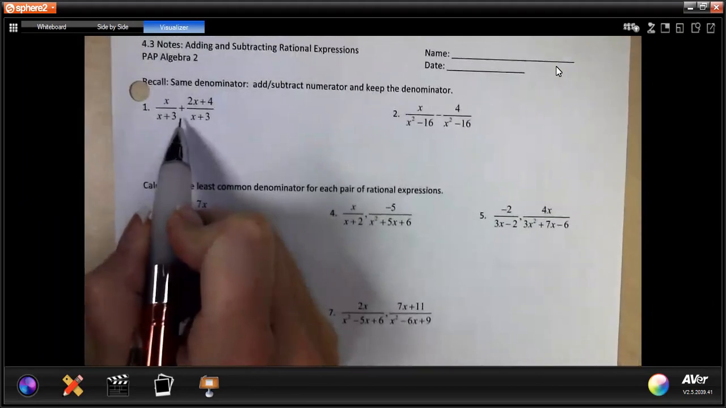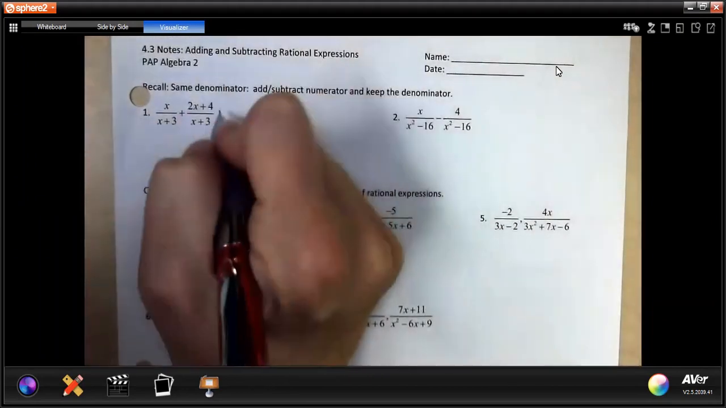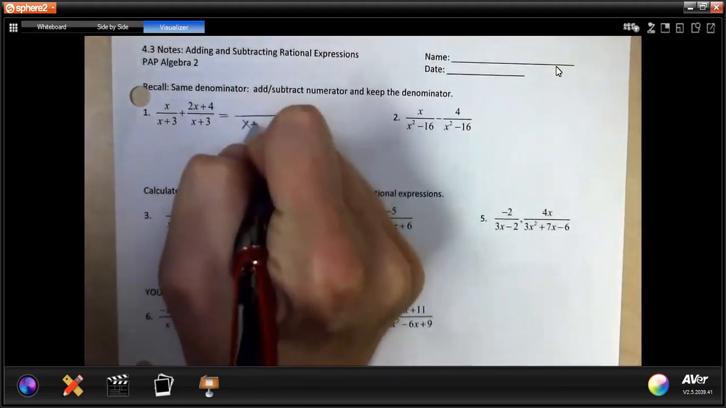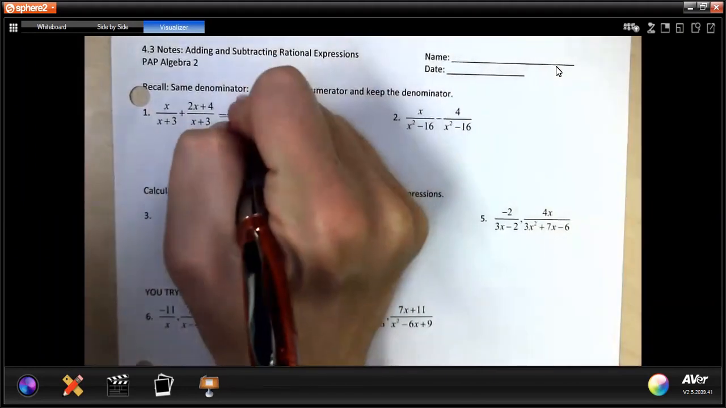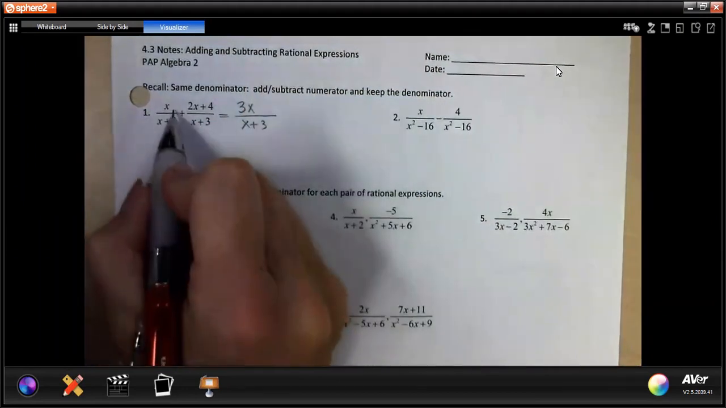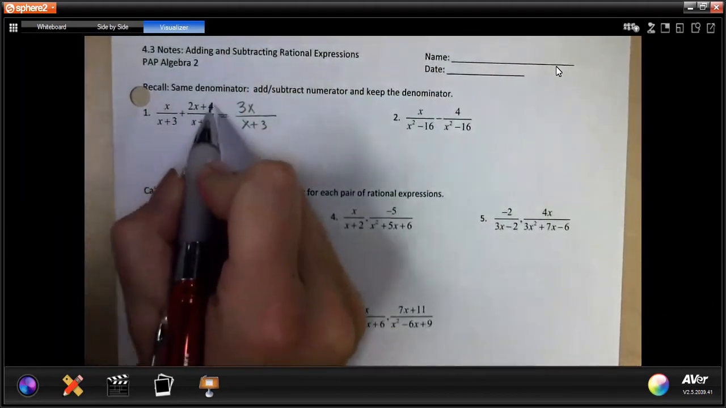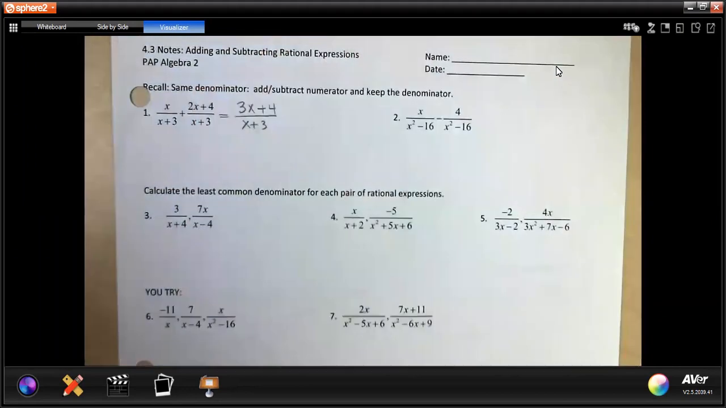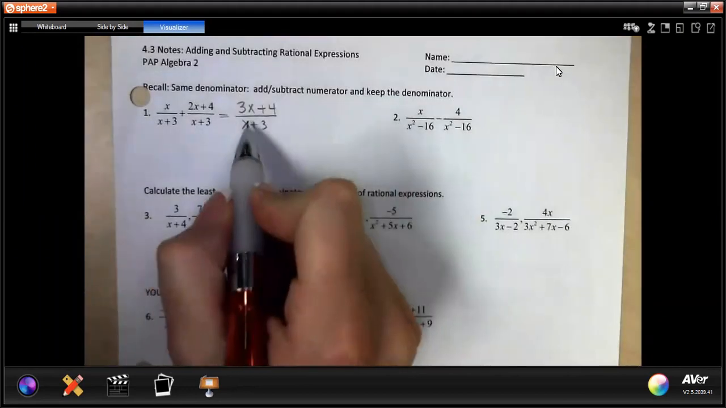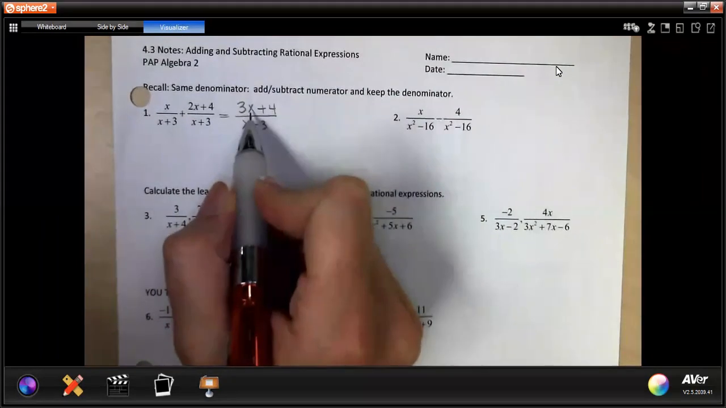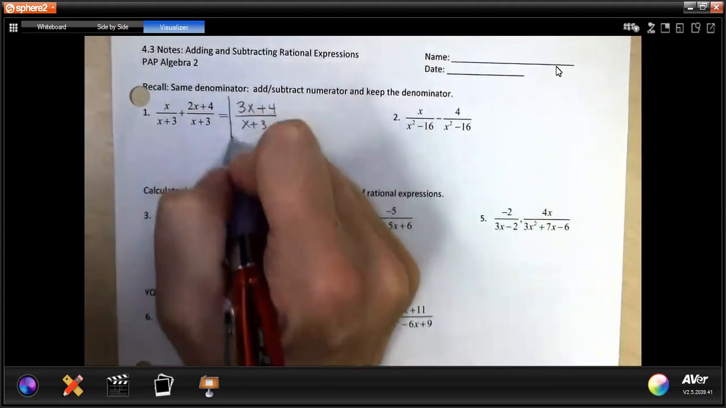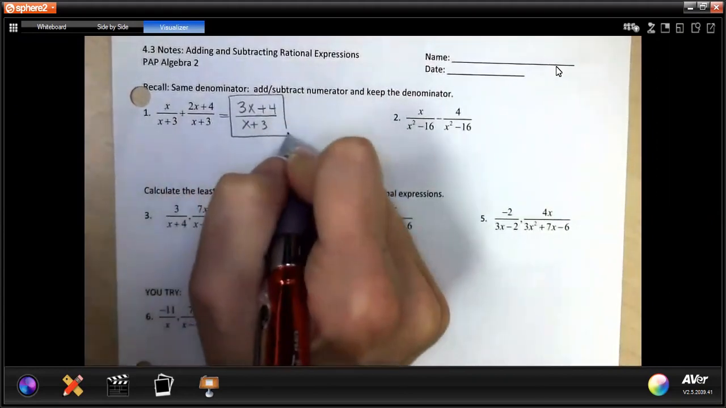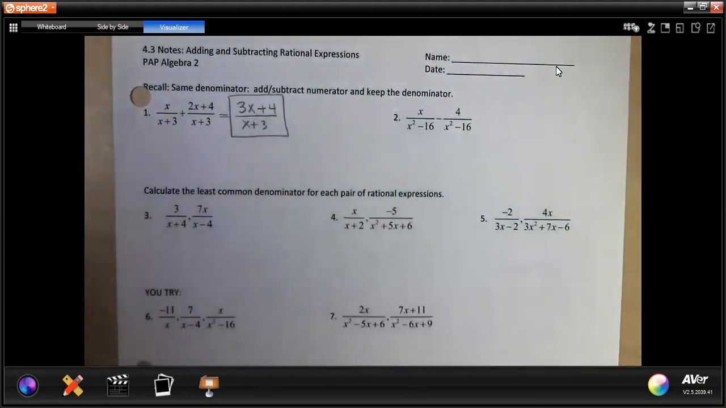So when we're adding, again, we keep this denominator and we add the numerators. So x plus 2x gives me 3x. And then there's no constant here, so 0 plus 4 is 4. Just as a reminder, you cannot simplify this. Don't try and cancel these x's out. Because the plus is there, you would break order of operations. So this is as far as we can go. That does not reduce any further. They would have to be exactly the same factors in order for those to reduce.